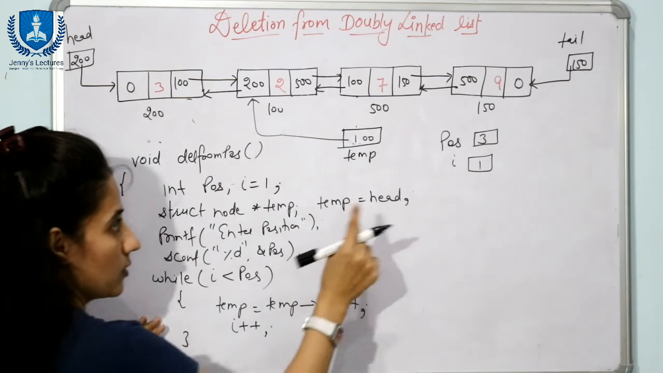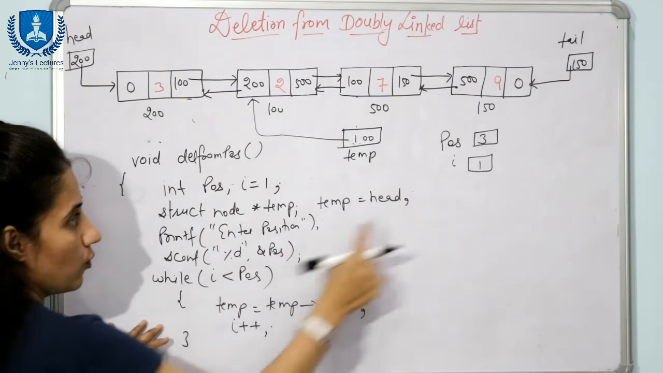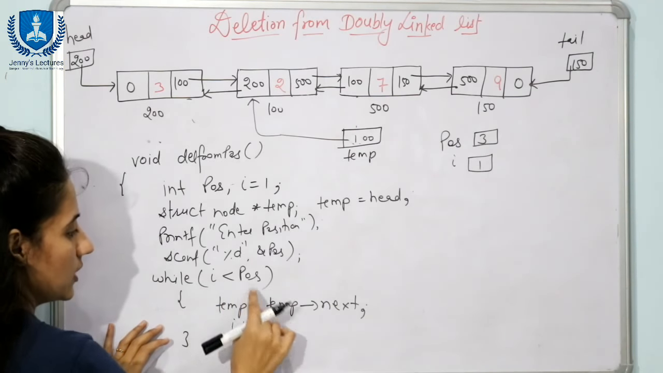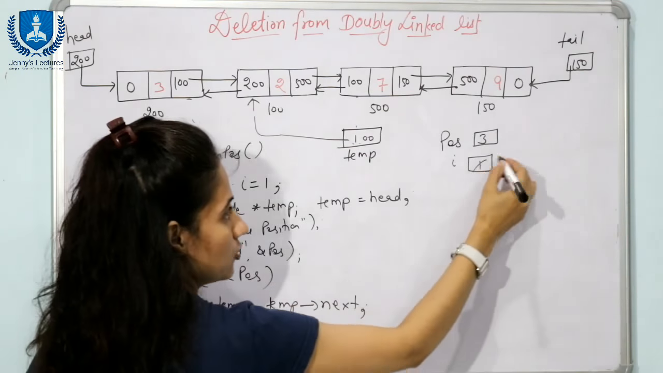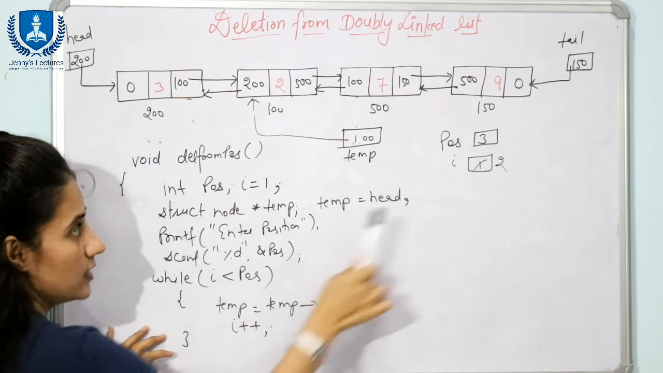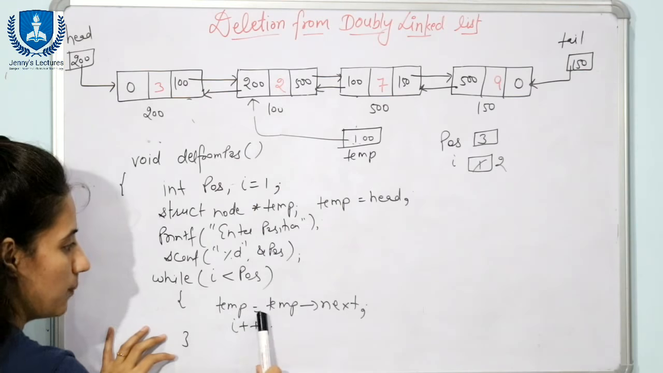Now see, one iteration we have done. I was 1 and position is 3, 1 less than 3. So we have done temp is equal to temp next. Now I plus plus, now I is equal to 2. Now 2 is less than 3, yes. Now again we will do temp is equal to temp next.